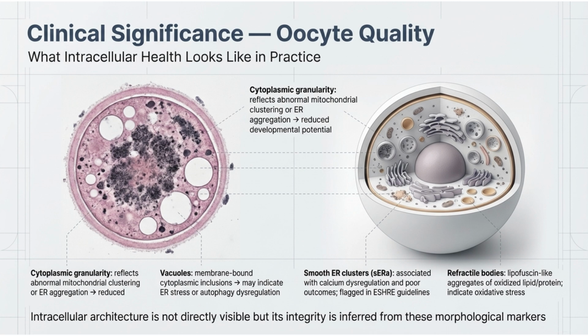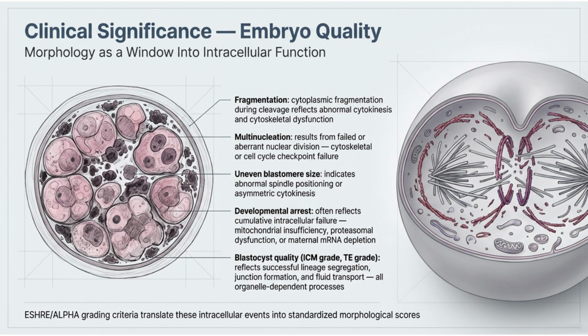The same interpretive approach applies to embryo morphology. Let's see how the intracellular principles we've established translate to embryo quality assessment. Embryo morphology grading is the primary clinical tool we have for assessing developmental competence in the laboratory, and every morphological feature we assess has a specific intracellular mechanism behind it. Understanding those mechanisms allows you to move beyond memorizing grading criteria to genuinely understanding what the embryo is telling you.